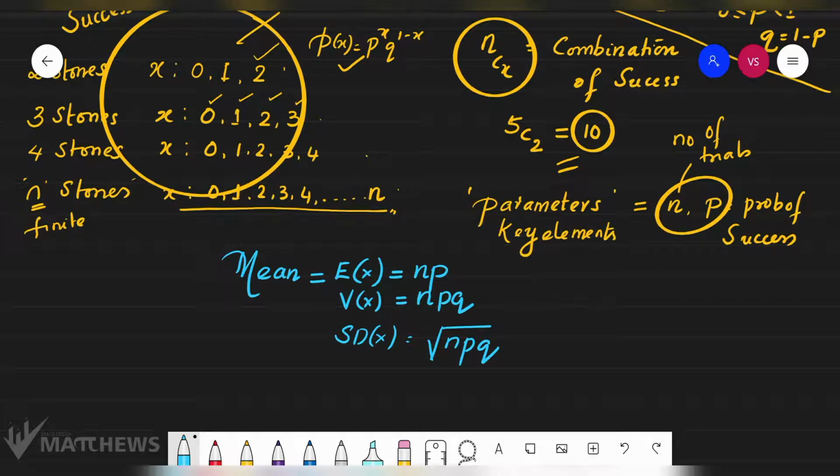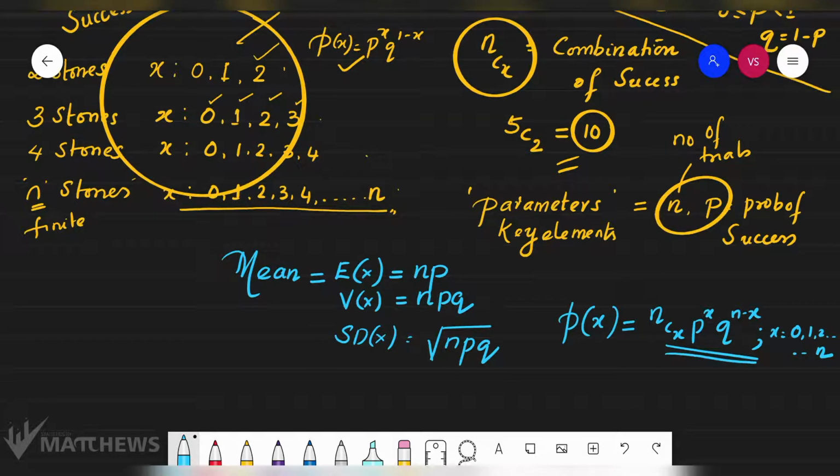So what is the PMF of a binomial distribution? The PMF of a binomial distribution is P of x is equal to nCx p raised to x q raised to n minus x. So what is the range of x? X ranges from 0, 1, 2 till n. And you know what p is. This is what you need to remember, students.